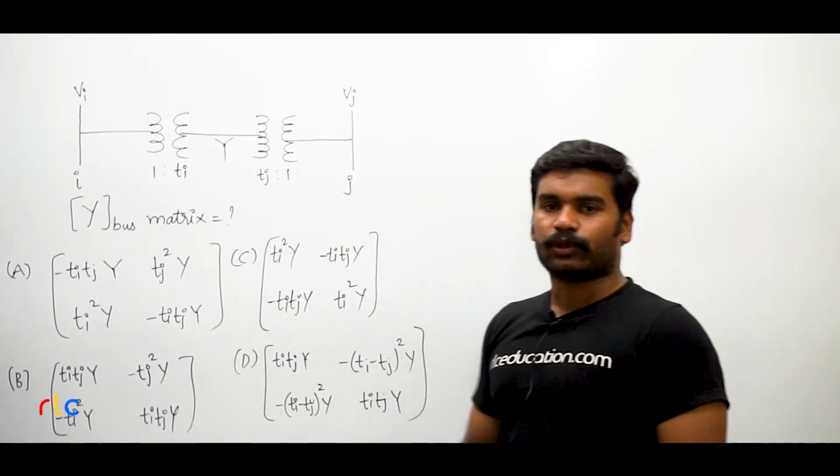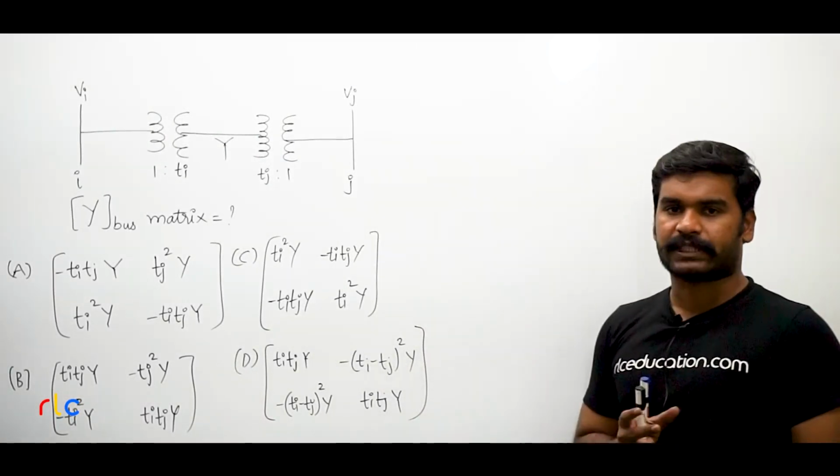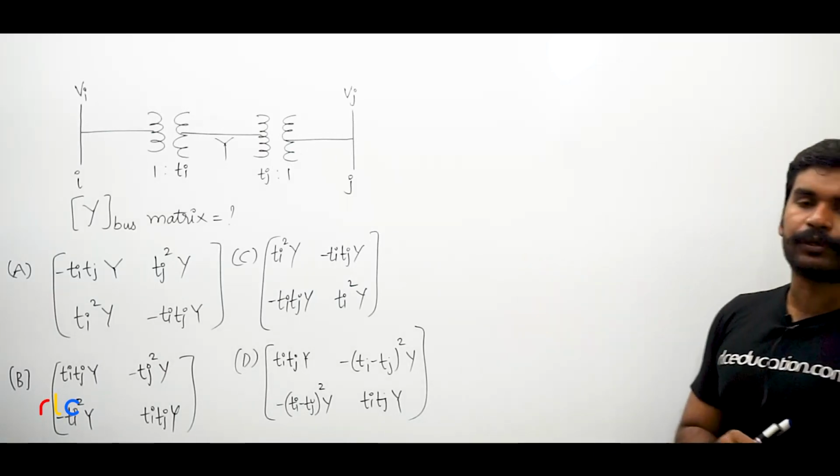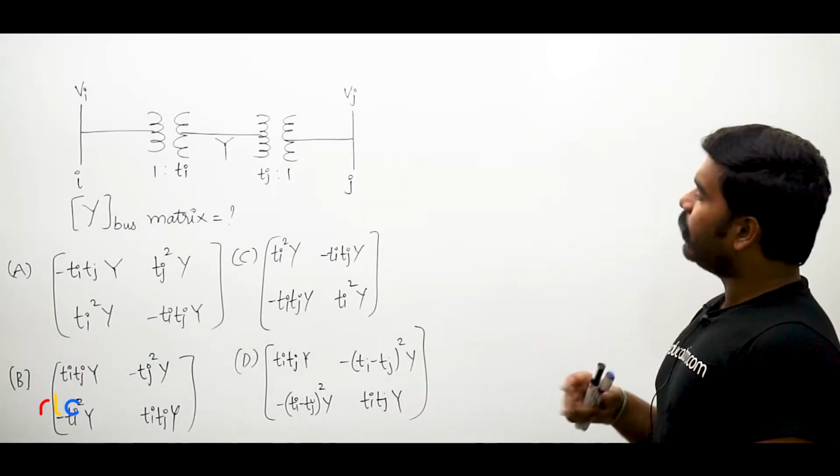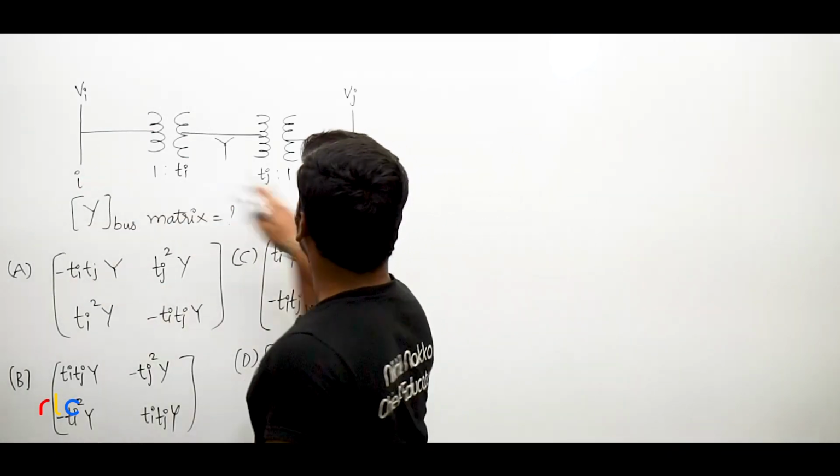Now we will discuss one question in GATE 2020 from the power systems topic. Here there is a question about the formulation of the Ybus admittance matrix. So he has given two buses, bus I and bus J.